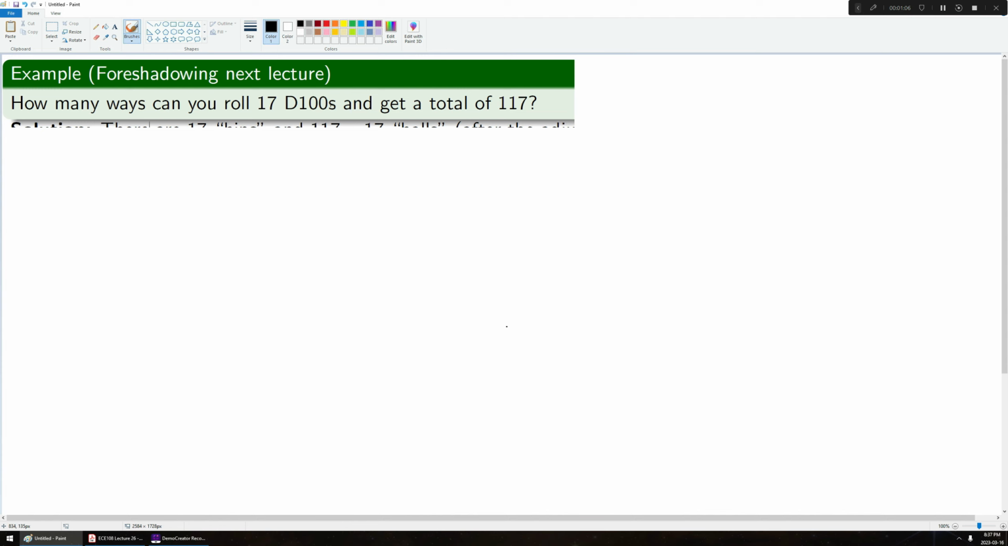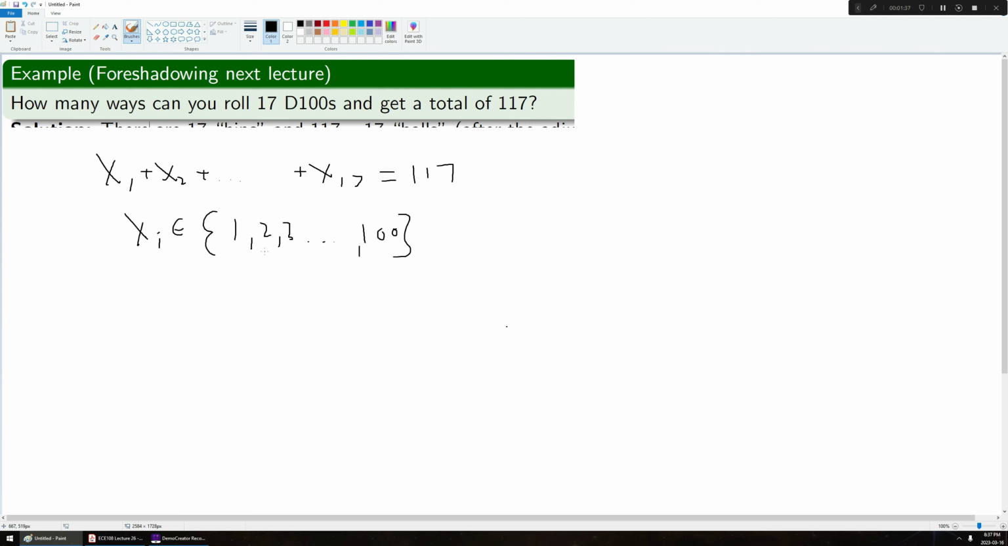So I have 17 d100s, so I have x1 plus x2 plus etc., all the way up to x17. And I want the sum of these to be equal to 117. Each one of these xi's has to come from the set 1, 2, 3, all the way up to 100. It can't go over 100, and it can't go less than 1.